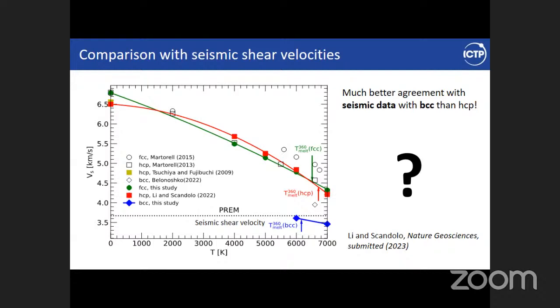So what you see here is the seismic shear velocity in the Earth's core, right? This value here. You do it for HCP and for FCC, and you get something which, at the temperature relevant for the core, is in total disagreement with what you measure with BCC instead, okay? So we have a problem.